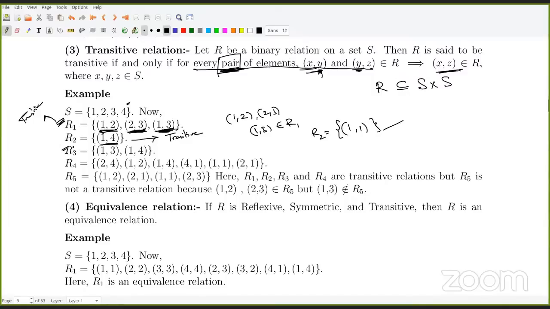Now R3, the same thing. The elements are (1,3) and (1,4). So I take (1,3) as my first element in the pair and I check for the second element, which starts with 3. There is no other element which starts with 3. So I conclude with respect to (1,3), this is transitive.